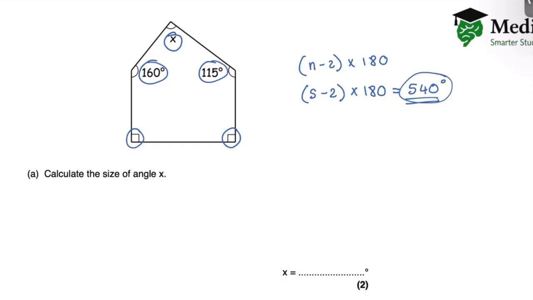To be honest, this is more likely to come up on a calculator paper, but you could get this on a non-calculator paper. It's one of those topics that can come up on either paper because you can do this without a calculator. It's just some simple multiplication and division. Okay, so we have 540.